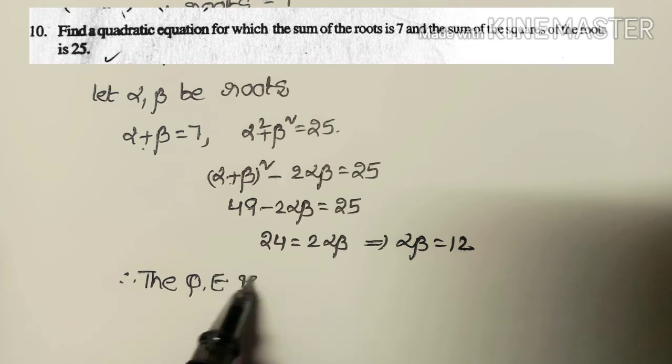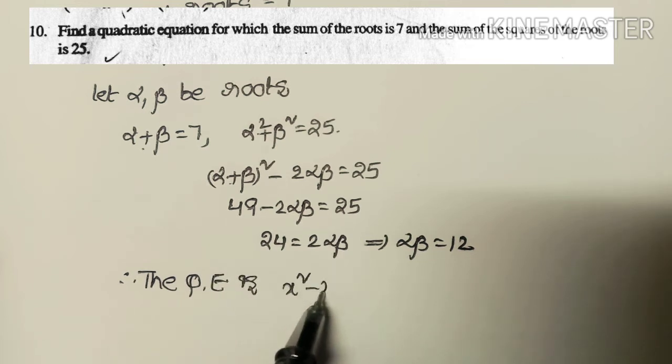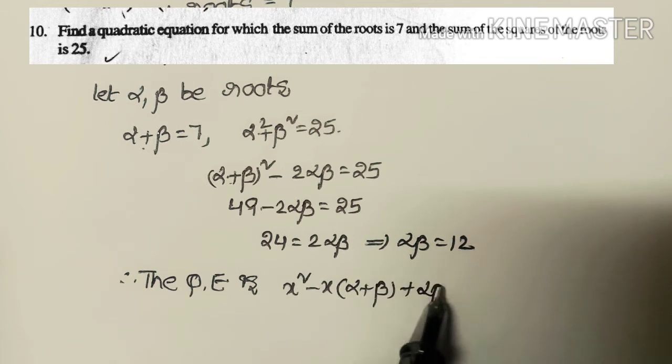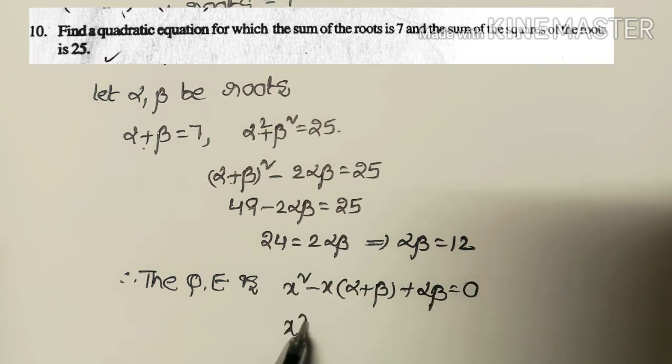Therefore, the quadratic equation is x square minus x into (alpha plus beta) plus alpha beta equals 0. Now, replacing the values, x square minus 7x plus 12 equals 0.